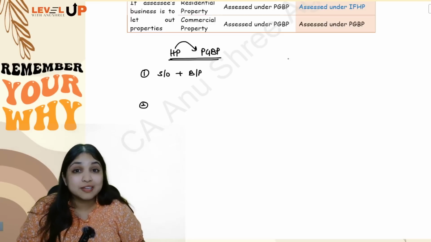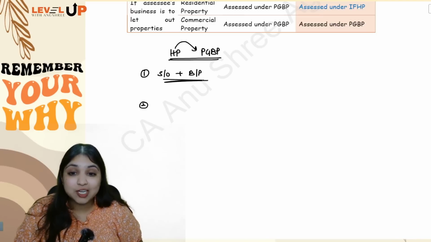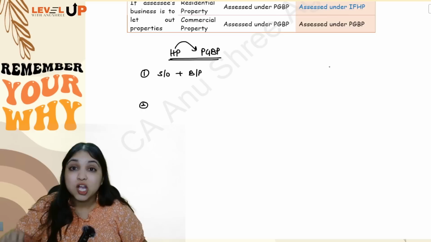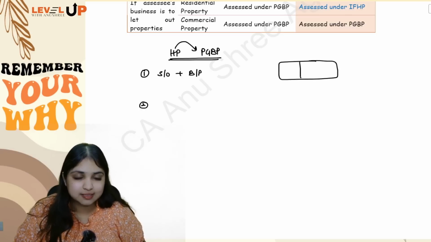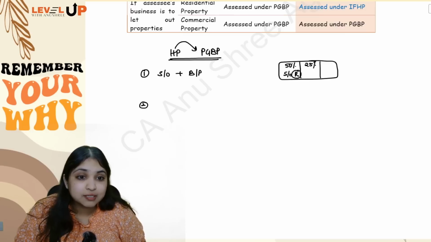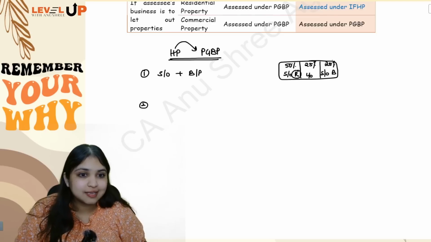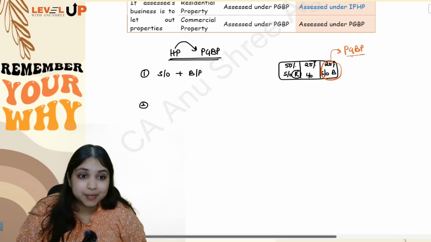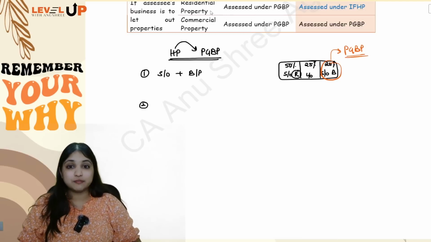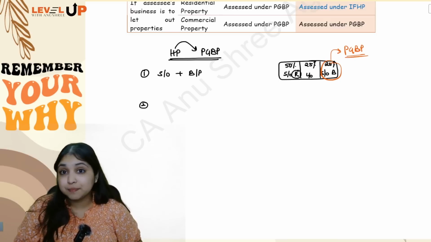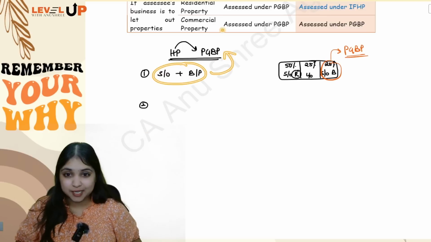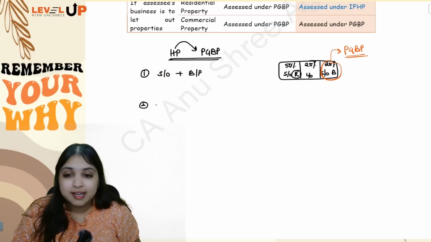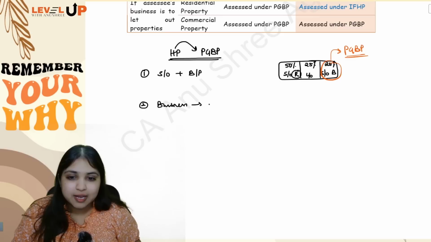Okay, you must have done questions on this. Remember, we worked out a question on this in IFHP as well, in PGBP as well. We had worked out a question where the same house, let us say 50% of this house is self-occupied for residence, 25% of this house is let out, and 25% of this house is self-occupied for business. So in that case, this 25% which is self-occupied for business, this alone is assessed under the PGBP head, guys. So that is my first situation where the property is self-occupied for business or profession, then the property will be assessed under PGBP.